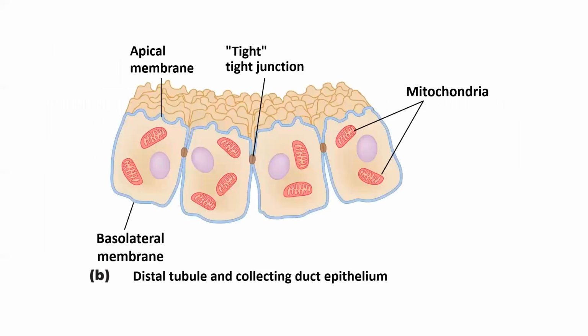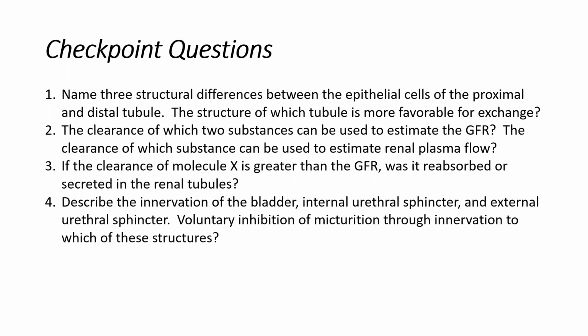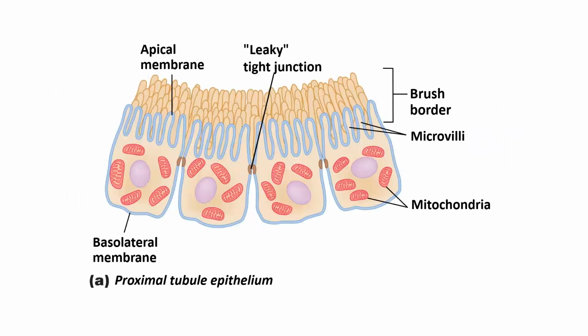Okay, let's go to the second set. Name the three structural differences between epithelial cells of the proximal and distal tubule, and which tubule's structure is more favorable for exchange. Let's go back to this slide briefly. We said there were three main differences between the proximal tubule and the distal tubule. One was the nature of the tight junctions. In the proximal tubule, we have leaky tight junctions. In the distal tubule, we have tight junctions. That indicates that the proximal tubule is unregulated, while the distal tubule is regulated or controlled.